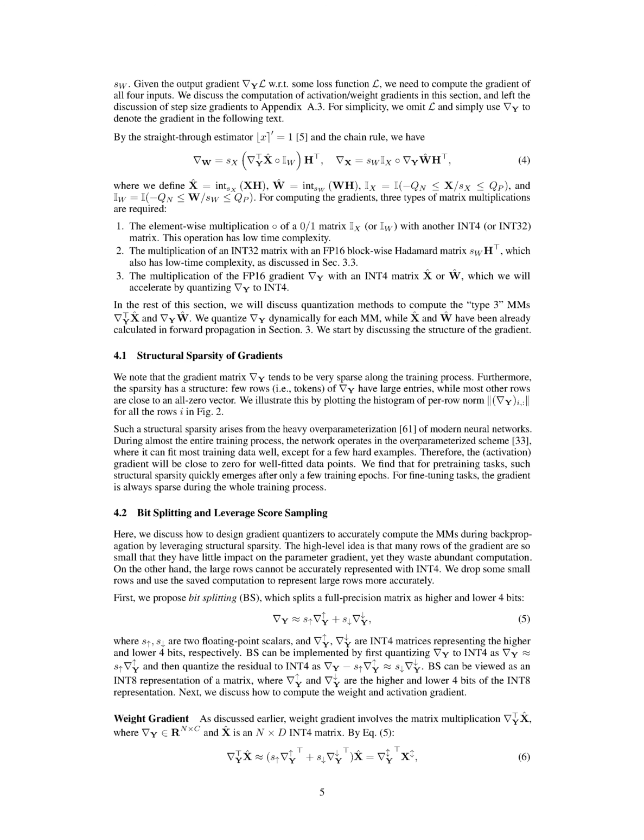Section summary. The gradient matrix nabla_y tends to be very sparse during the training process, with few rows having large entries while most other rows are close to an all-zero vector. This structural sparsity arises from the heavy overparameterization of modern neural networks. To accurately compute the MMs during backpropagation, the authors propose bit splitting, BS, which splits a full precision matrix as higher and lower 4 bits, dropping small rows and using the saved computation to represent large rows more accurately. BS can be viewed as an int8 representation of a matrix, where nabla_y up arrow and nabla_y down arrow are the higher and lower 4 bits of the int8 representation.